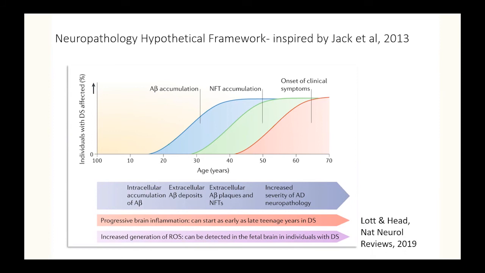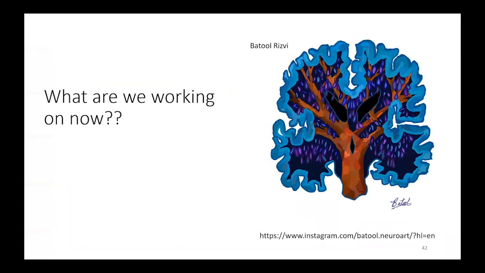And we're going to try and now fill these in about where the vascular pathology comes in, and maybe the different kinds, and when the inflammation comes in and what kind, and try to fill out this whole Jack curve in the context of neuropath. So what are we working on now?